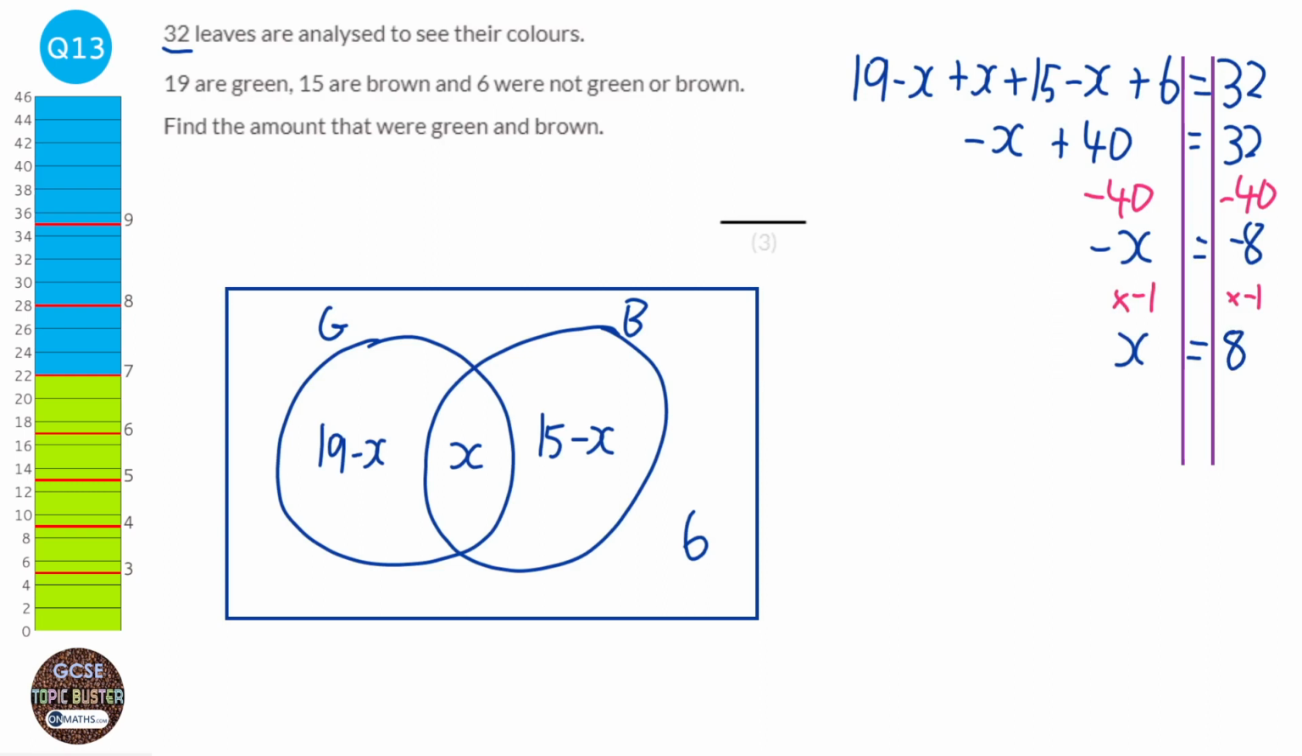So it's 19 take away 8, which will be 11. X is 8, so we know that that's 8. And 15 take away 8, which is 7. So the amount that were green and brown, we know it's going to be 8.